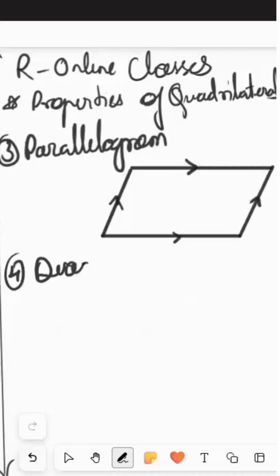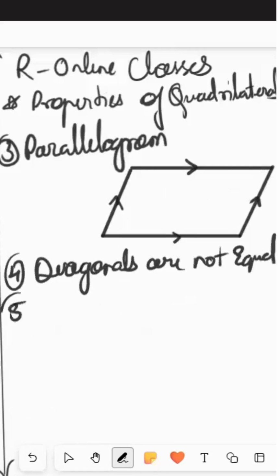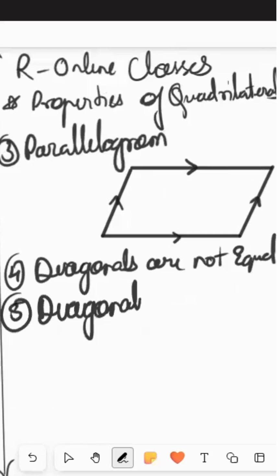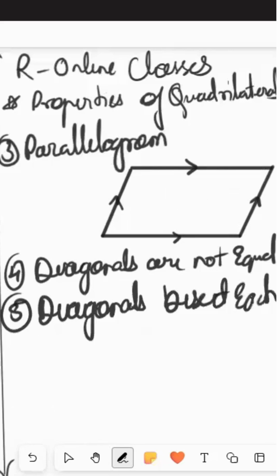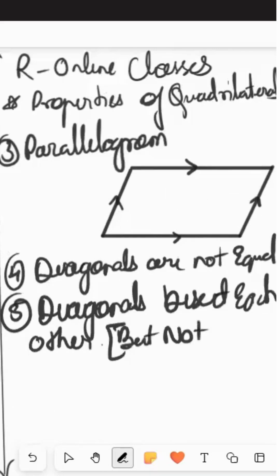Diagonals are not equal. In this case, fifth one, diagonals bisect each other. Remember, but not at 90 degrees. So that means if you draw, you can make it like this.